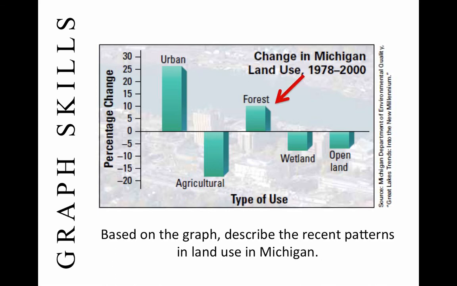One good thing is that forests seem to be increasing. Here you can see that compared to 1978, the amount of land used for forests has increased by about 10%. That's good news for the Great Lakes ecosystem. But unfortunately, wetlands and open land has been reduced. This isn't a good thing for the Great Lakes ecosystem.